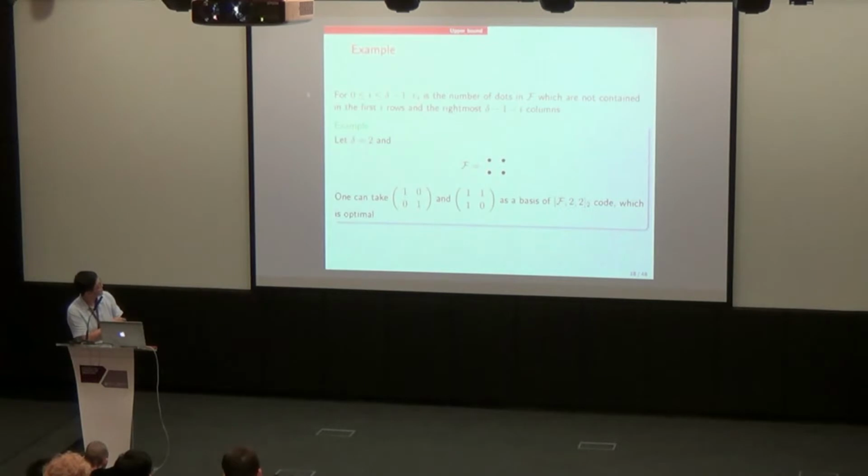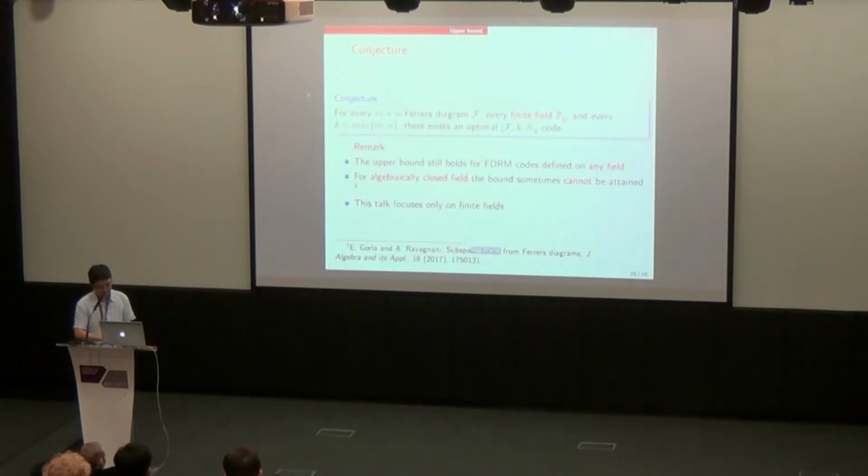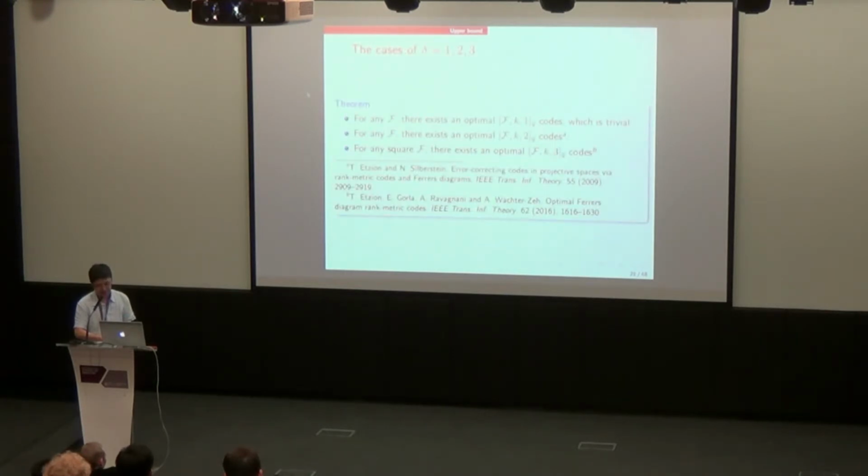For this bound, when i equals 0, according to the definition, v0 is the number of dots which are not contained in the 0 rows and the rightmost delta minus 1 columns. So you can have this bound. Okay, it's the same. When equality holds, C is called a linear maximum rank metric code, denoted by this notation. It is known that linear MRD codes exist for all feasible parameters. Okay, these are the known results.